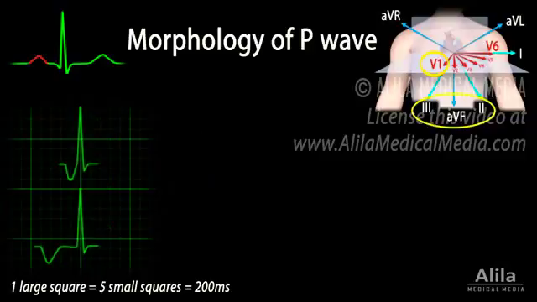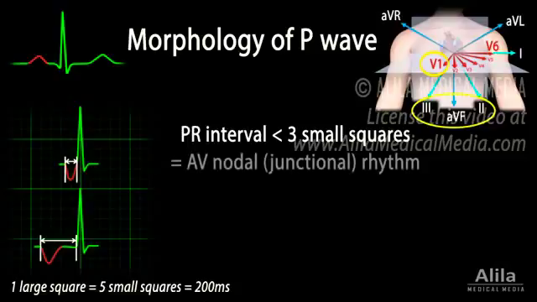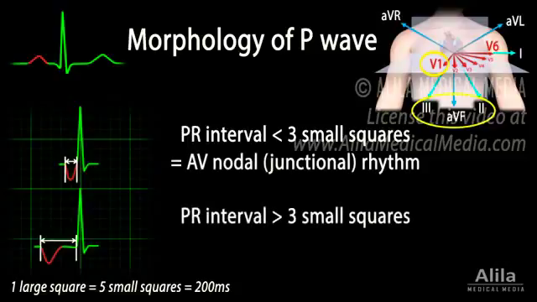P-wave inversion in the inferior leads indicates a non-sinus rhythm. When this happens, measure the PR interval. If the PR interval is less than 3 small squares, the rhythm is started in the AV junction. If the PR interval is more than 3 small squares, the origin of the rhythm is within the atria.